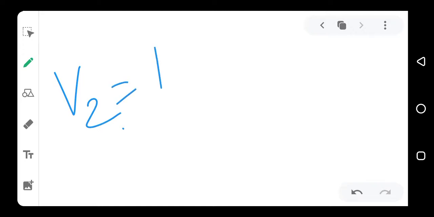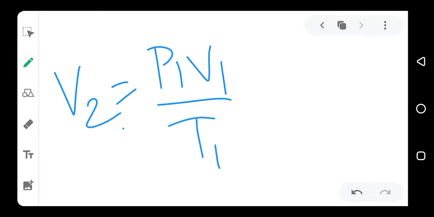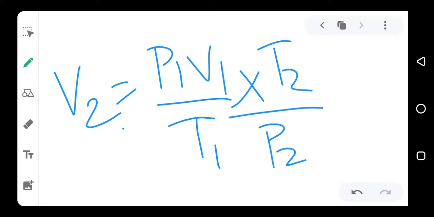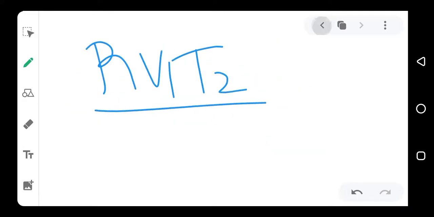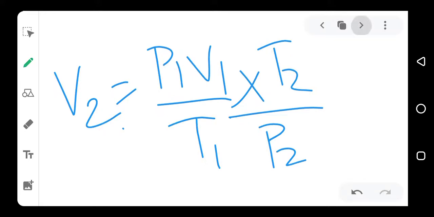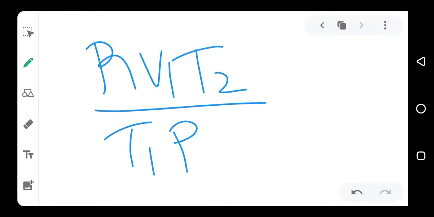V2 is equal to P1 V1 over T1 multiplied by T2, then divided by P2. So this is going to give us P1 V1 times T2, then everything over T1 P2. Now this is equal to V2.